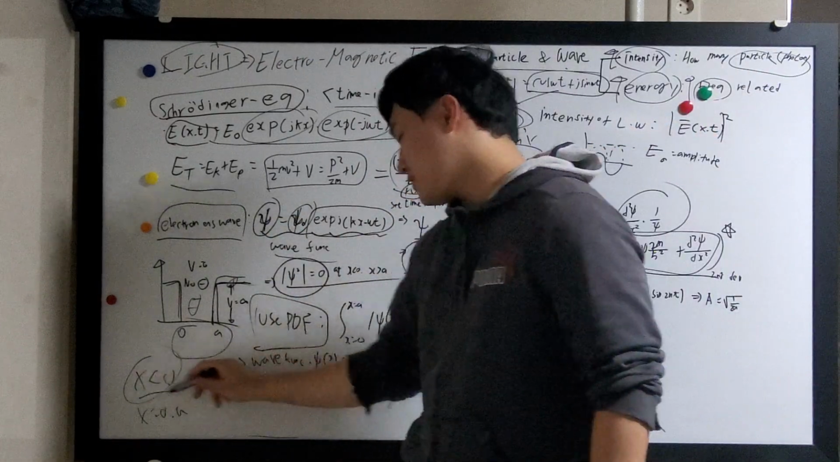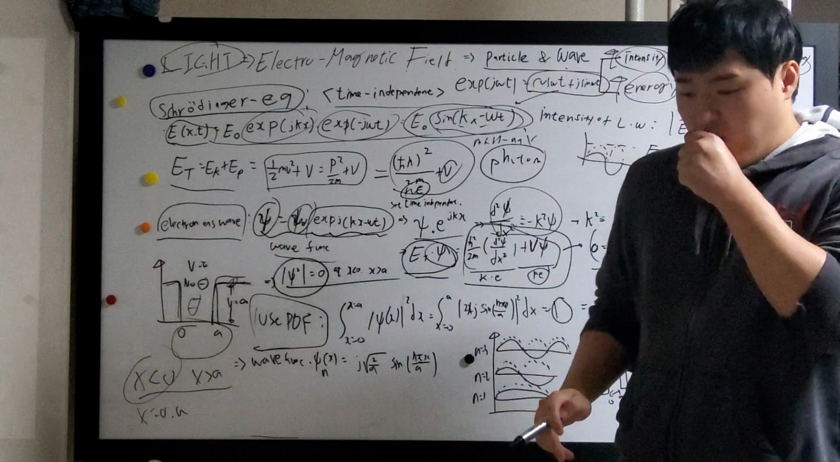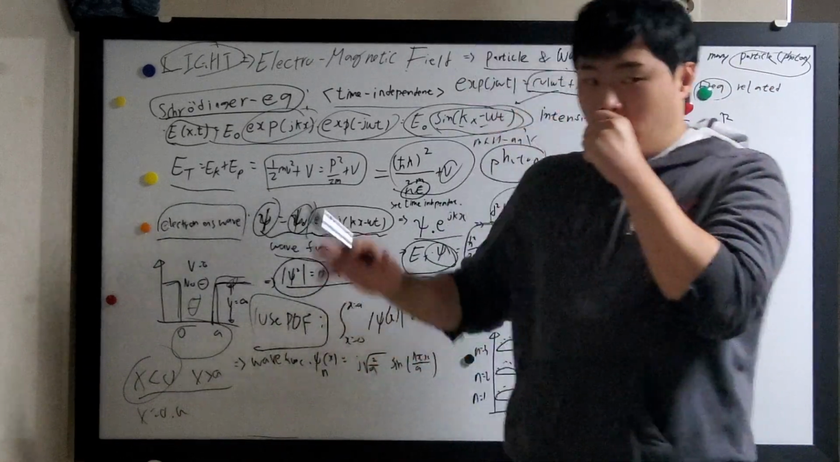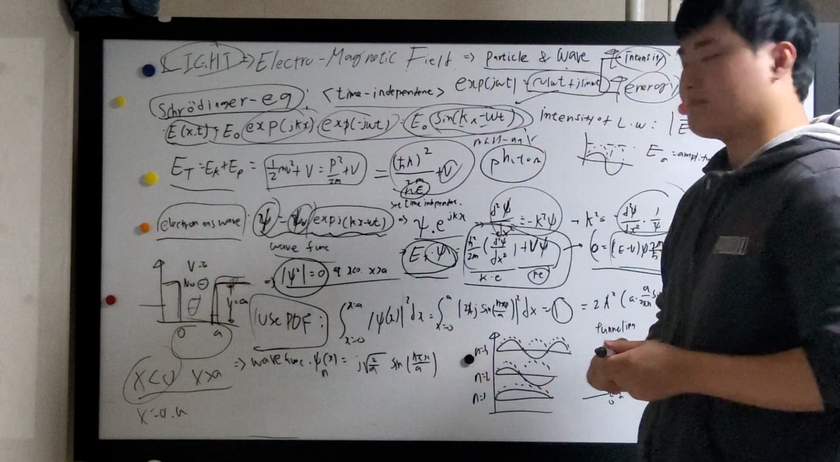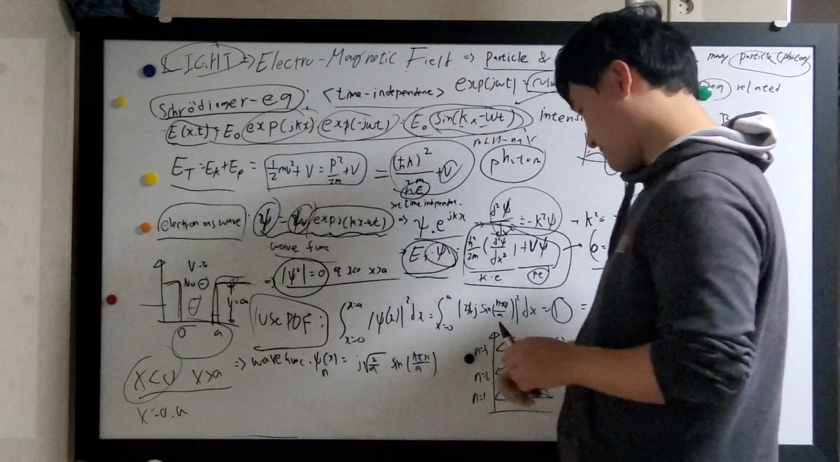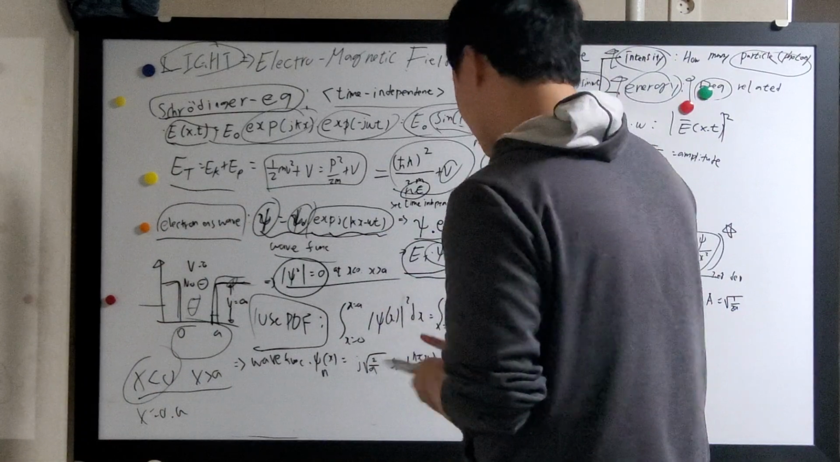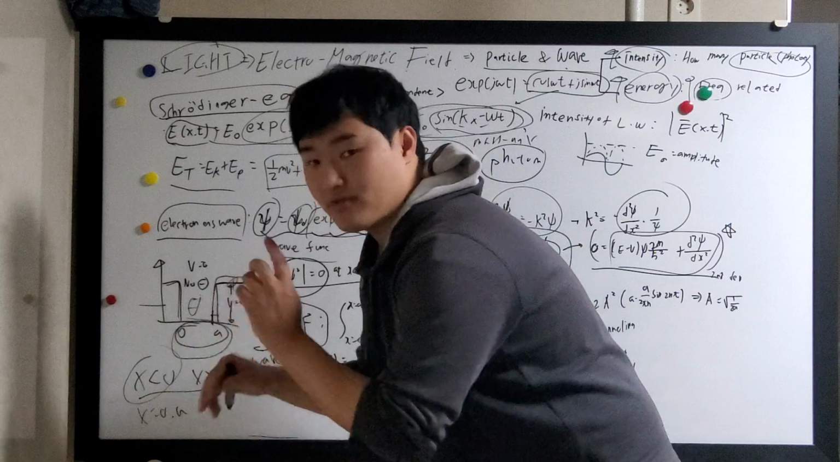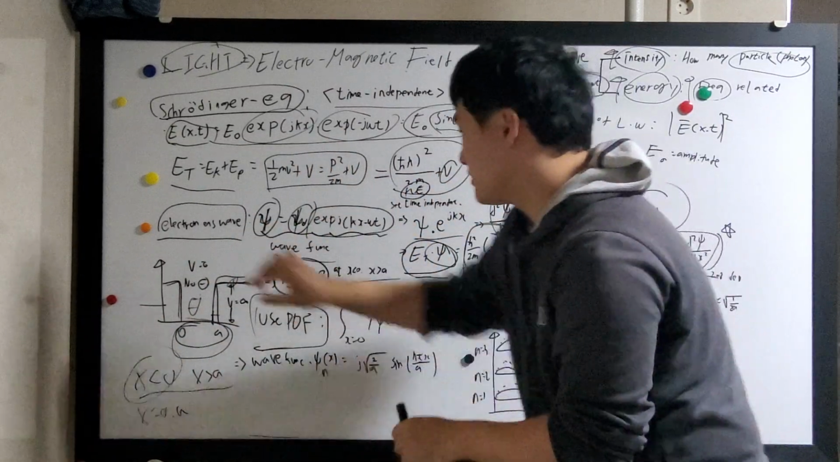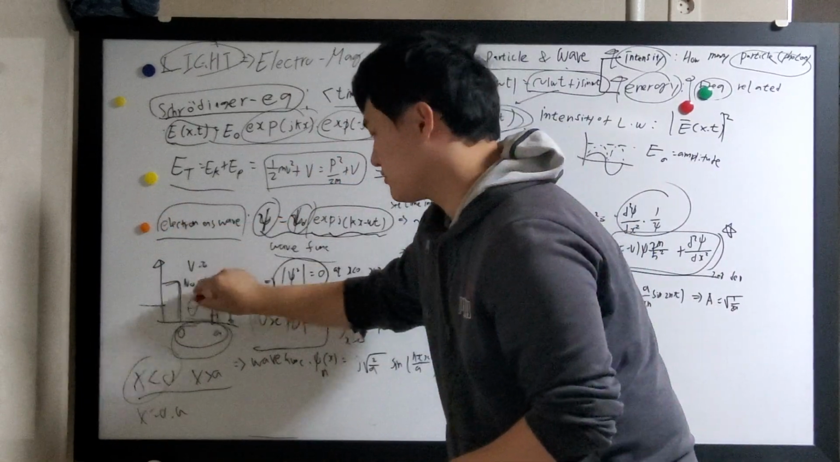For these regions, the electron can't stay outside or inside here, so the PDF will be 0, or the probability will be 0. But somewhere here there must be one electron.